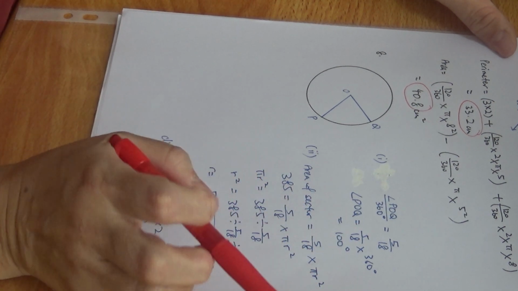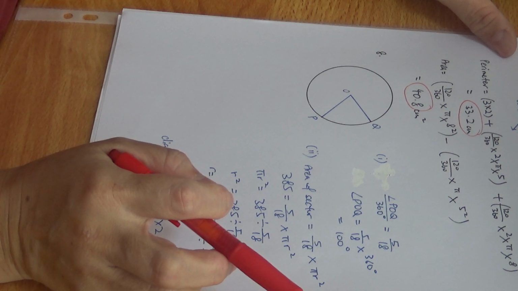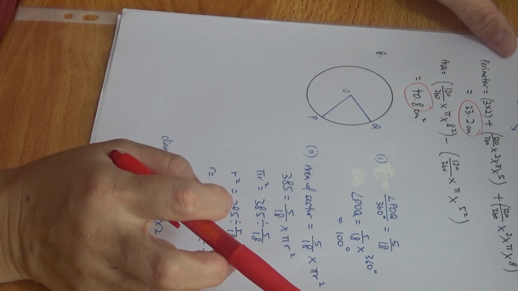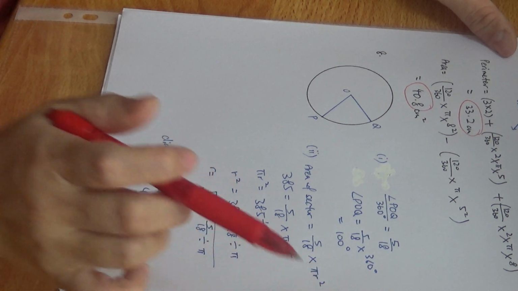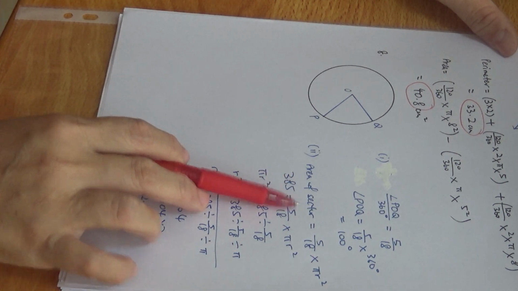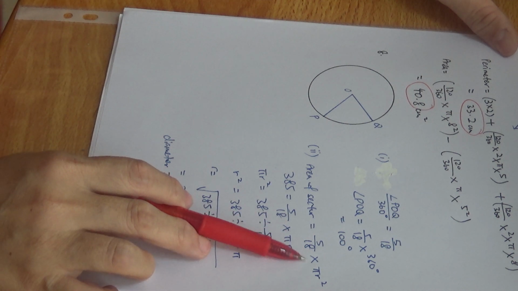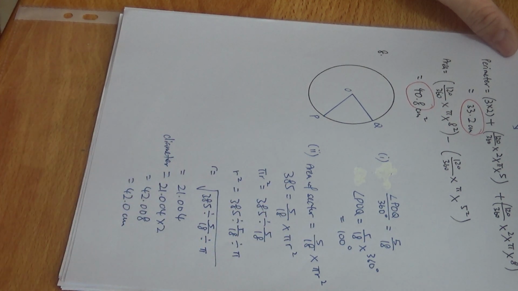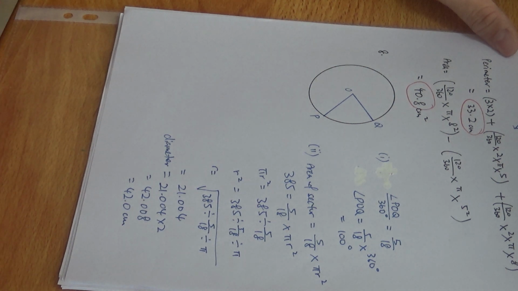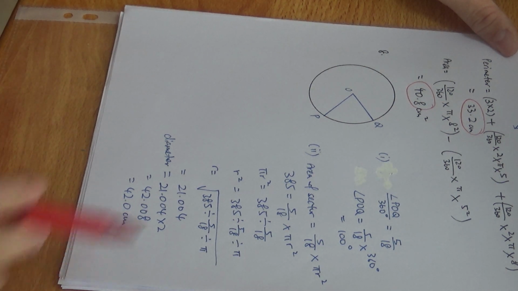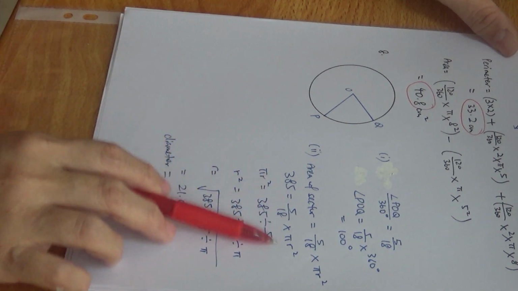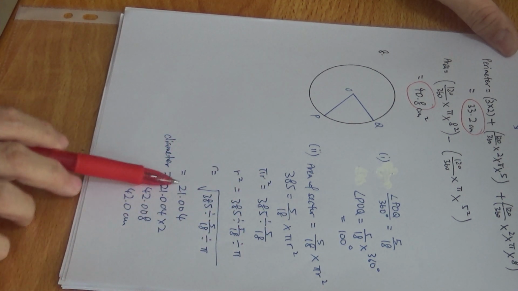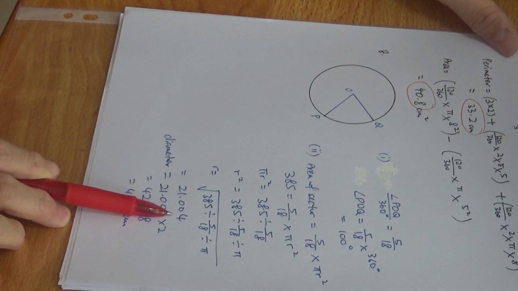Now let's take a look at part 2. Given that the area of the shaded sector is 385 cm squared, find the diameter of the circle. Now the area of the sector is 5 over 18 times pi r squared. Even if you take 100 over 360, it will still give you 5 over 18. So I'm going to manipulate this to find out the radius.